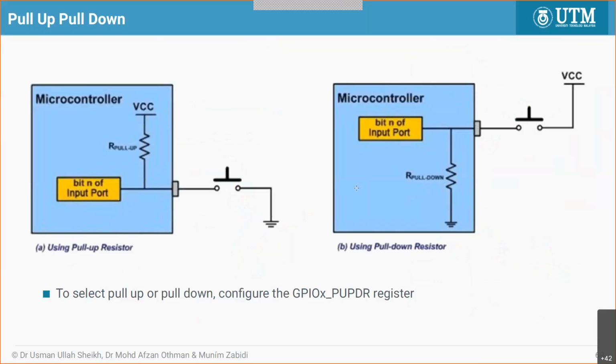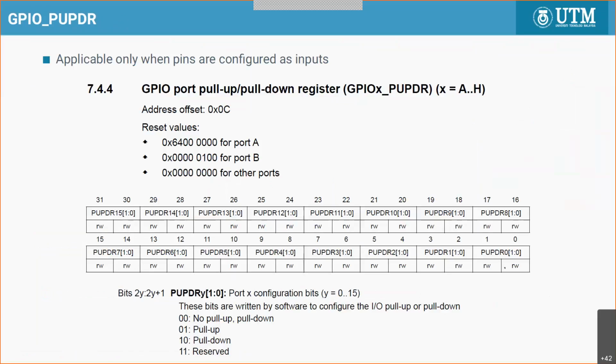But most of the diagrams that we see, if you look for diagrams, you will see the pull up method. So to select whether you want to use pull up or pull down, you use the GPIO pull up, pull down register. PU is pull up, PD is pull down. So program it here and do this for every bit. By default, there is no pull up, pull down, or you can use pull up or pull down. The combination 1-1 is not supposed to be used.